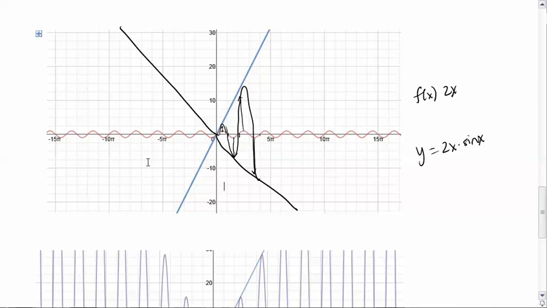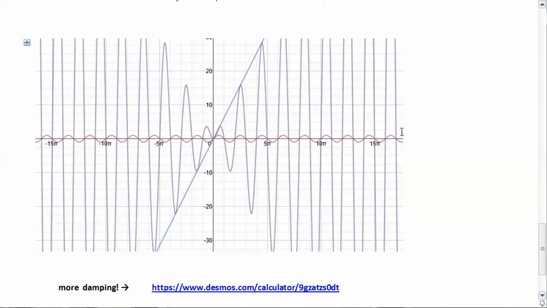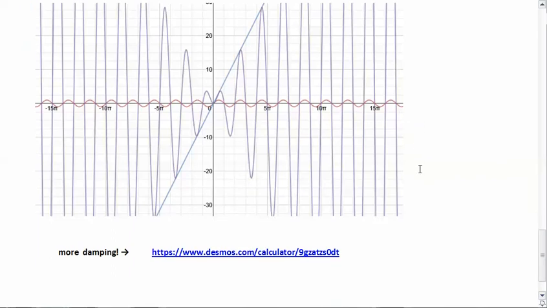And I'll show you a graph that looks less like childish drawings, which looks like this, and it's exactly what it does. So this graph is the graph of 2x times sine of x. I have another Desmos graph set up. If you want to go to that link and play around with some more damping, you're welcome to.